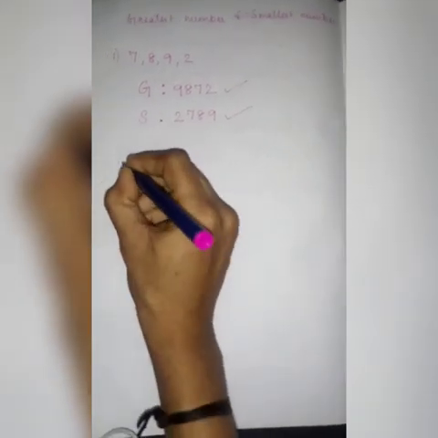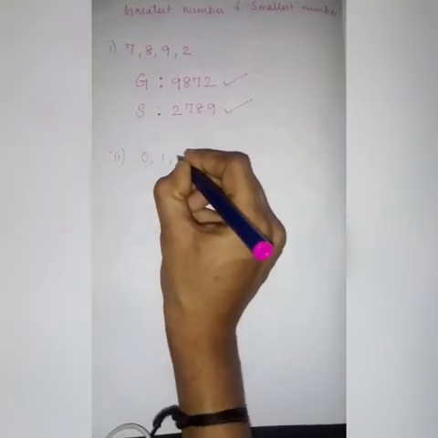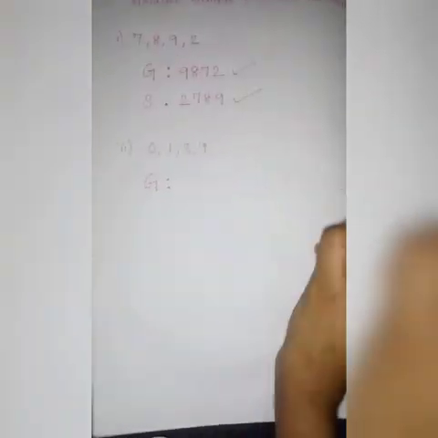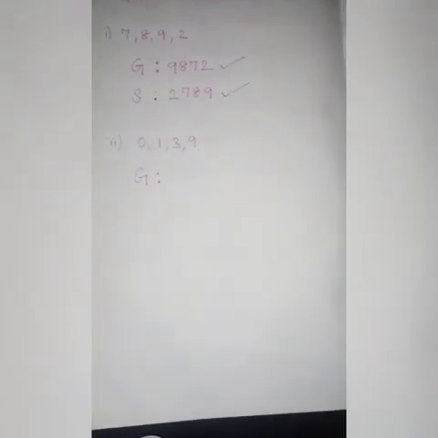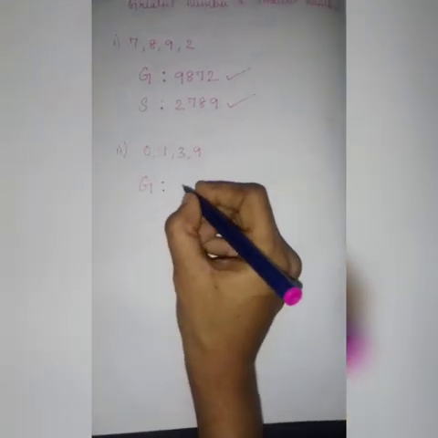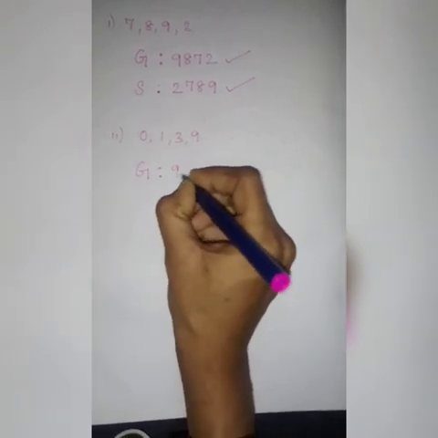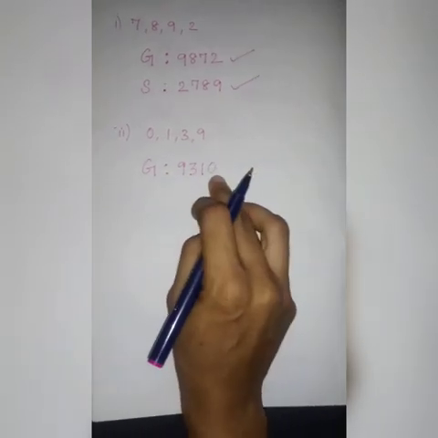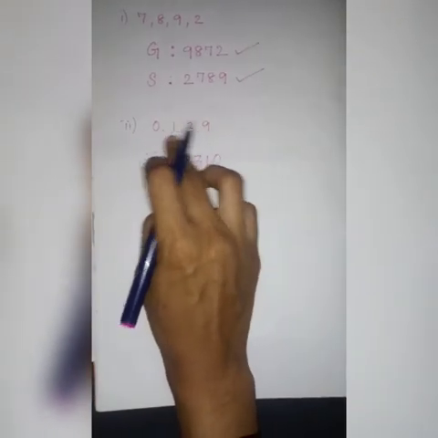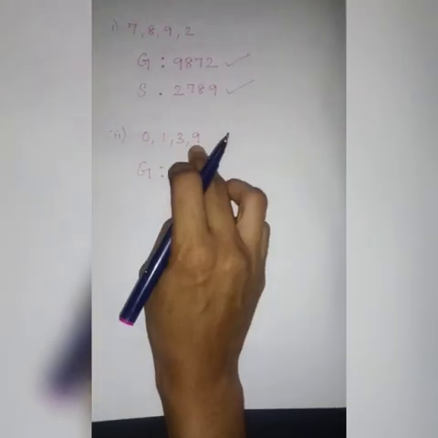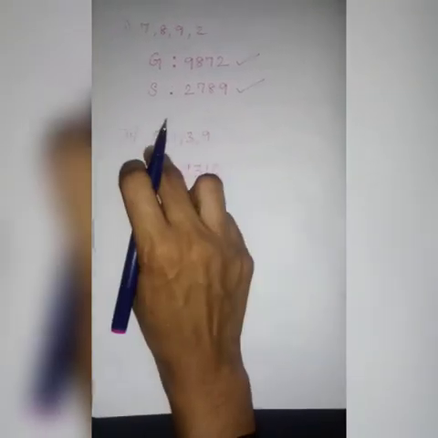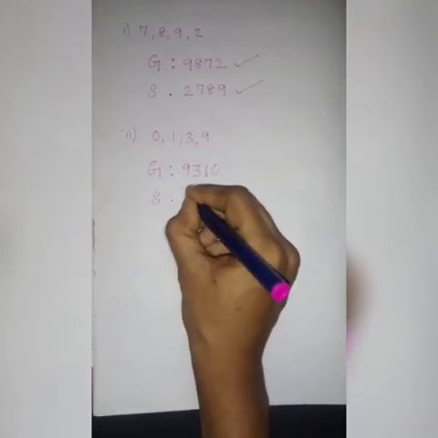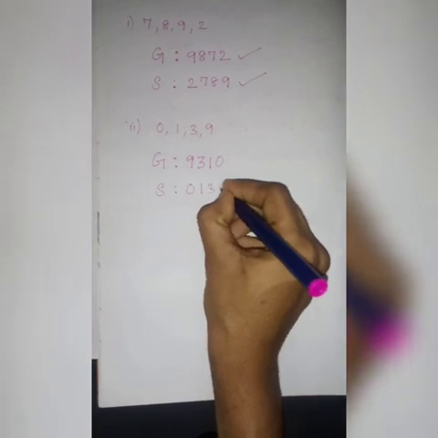Okay, one more example I will give you. 0, 1, 3, 9. I told you, for the greatest number, I will arrange them in descending order. Descending order is greatest to smallest. So which is greater? 9. Then 3. Then 1. Then 0. When you write the number, you don't use commas. I am using commas here to denote the digits. Here it is not a digit, it is a number. This is a digit, this is a number. Then smallest is from small to big. So 0, 1, 3, 9.